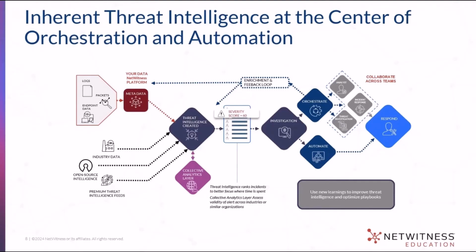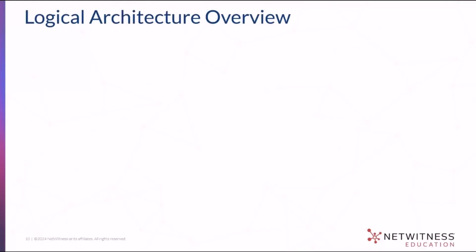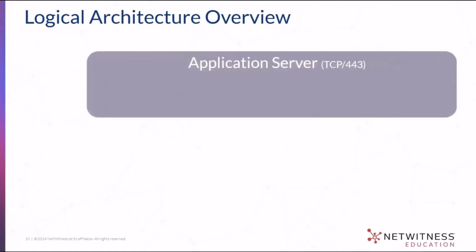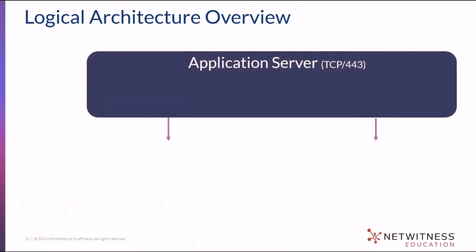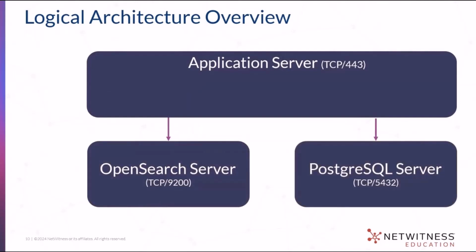Okay, let's see how the setup is going to be on the customer side and how the architecture of Orchestrator could be. For the setup of the solution on-prem for a single site, the minimum deployment is to have three main servers. The first one, the application server, the open source server, and the PostgreSQL server. The three of them are Linux-based servers.